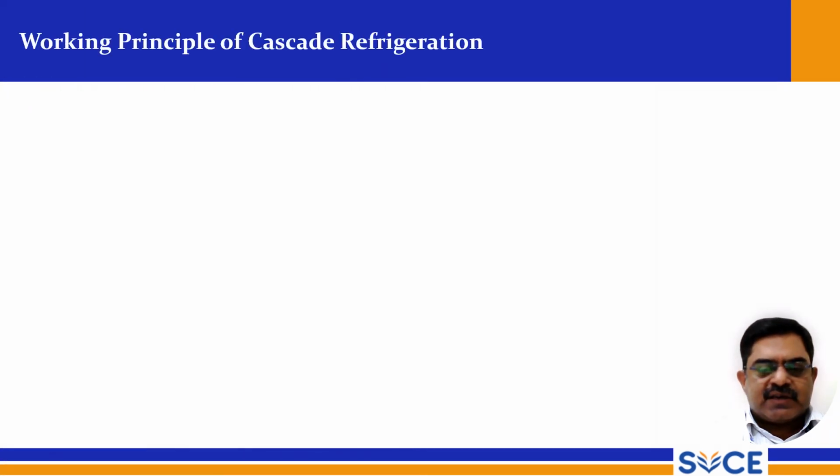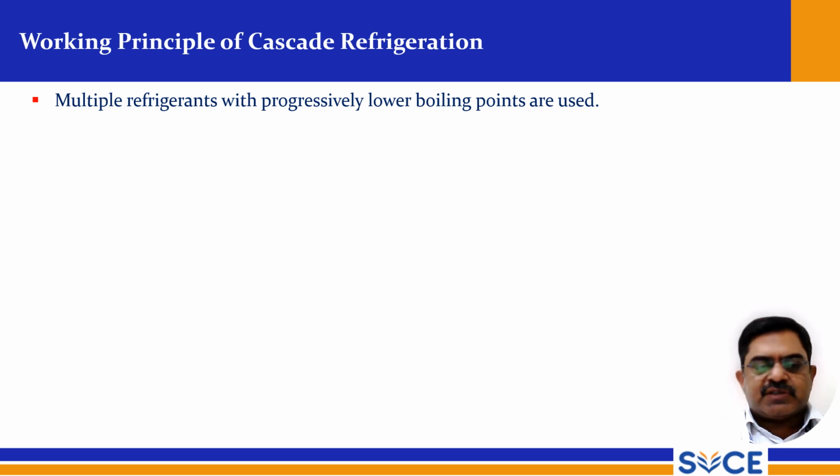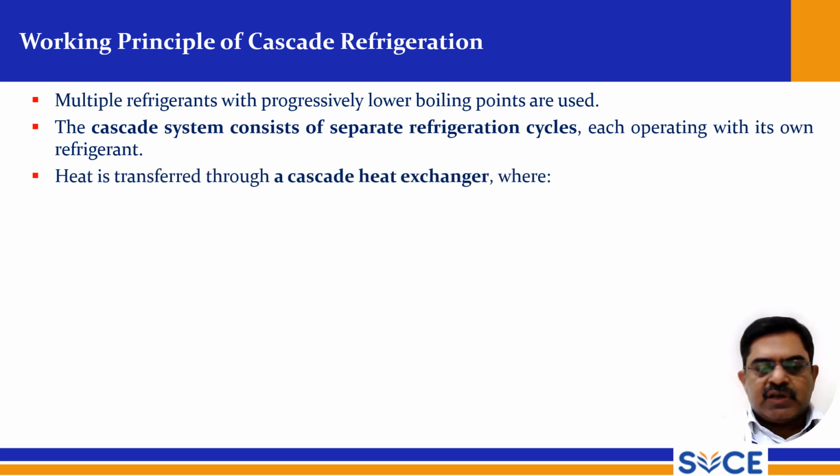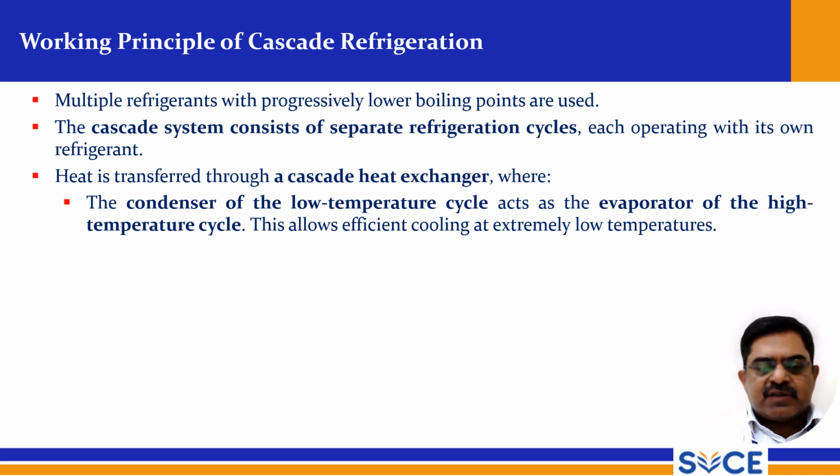Working principle of cascaded refrigeration. Multiple refrigerants with progressively lower boiling points are used. The cascade system consists of separate refrigeration cycles. Each stage has its own refrigeration cycle, each operating with its own refrigerant. Heat is transferred through a cascade heat exchanger where the condenser of the low temperature cycle acts as the evaporator of the high temperature cycle. That is the cascaded arrangement.